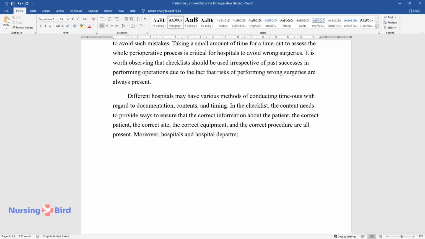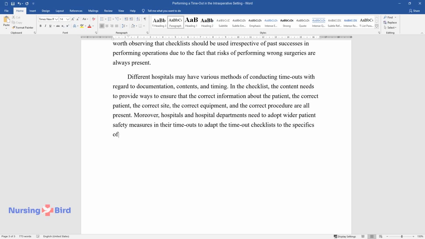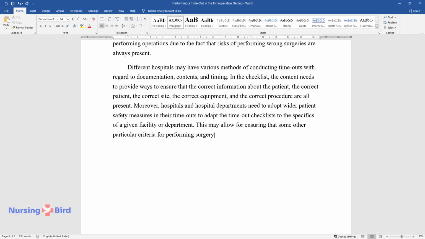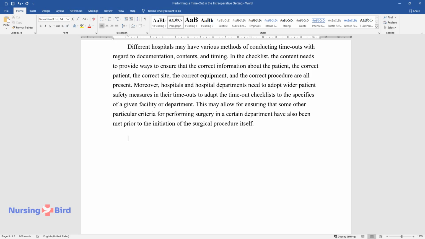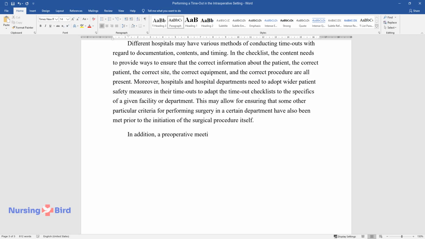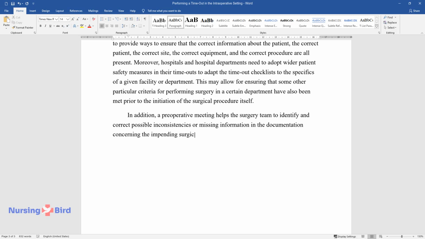Moreover, hospitals and hospital departments need to adopt wider patient safety measures in their timeouts to adapt the timeout checklists to the specifics of a given facility or department. This may allow for ensuring that some other particular criteria for performing surgery in a certain department have also been met prior to the initiation of the surgical procedure itself. In addition, a preoperative meeting helps the surgery team to identify and correct possible inconsistencies or missing information in the documentation concerning the impending surgical procedure.